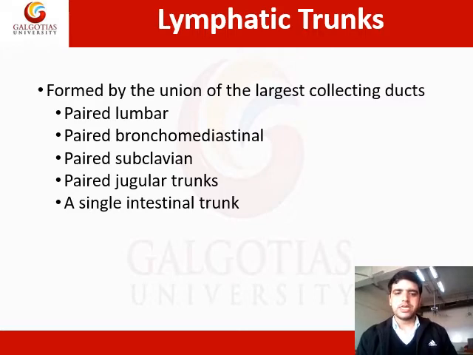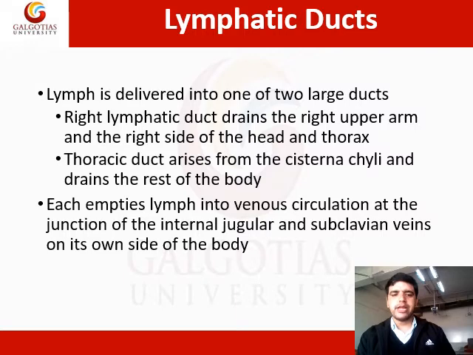Next is lymphatic trunks, which are formed by the union of the largest collecting ducts. They can be paired lumbar, paired bronchomediastinal, paired subclavian, paired jugular trunks, and a single intestinal trunk might be forming. So these are the different trunks through which the lymph from the collecting ducts can be moved towards the heart. Next is lymphatic duct.